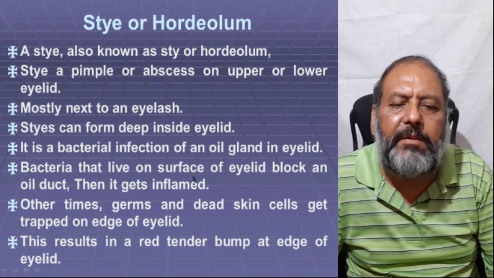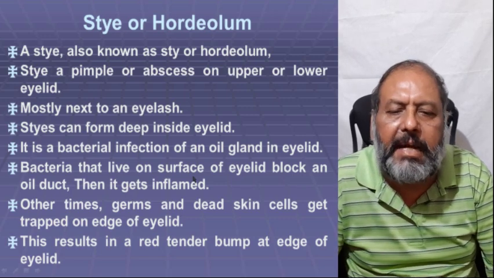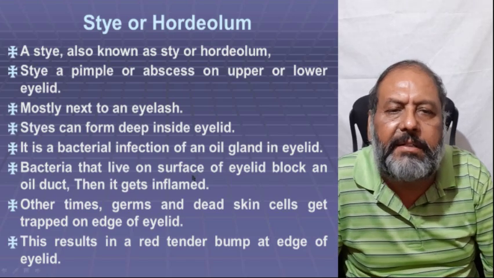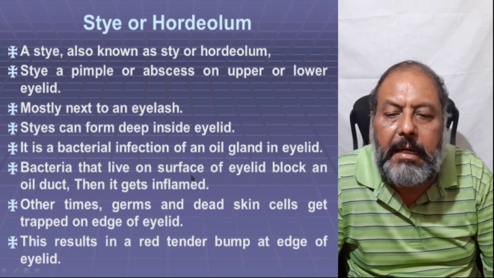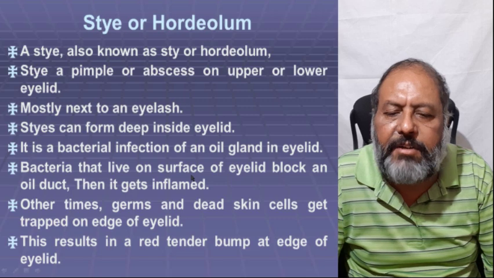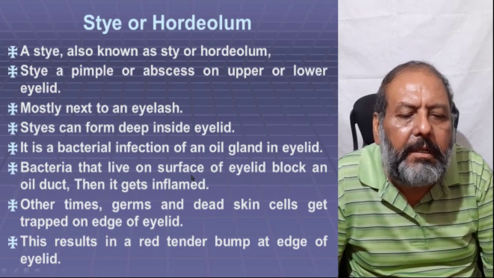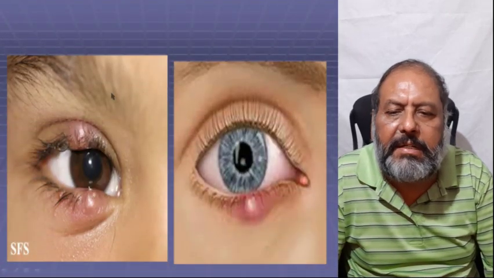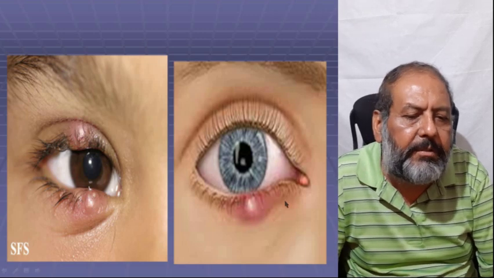It is a bacterial infection of an oil gland in the eyelid. Bacteria that live on the surface of the eyelid block an oil duct. Then it gets inflamed to form a stye or hordeolum. Other times, germs and dead skin cells get trapped on the edge of the eyelid. This results in a red, tender bump at the edge of the eyelid. Here one can see these styes on the external surface.